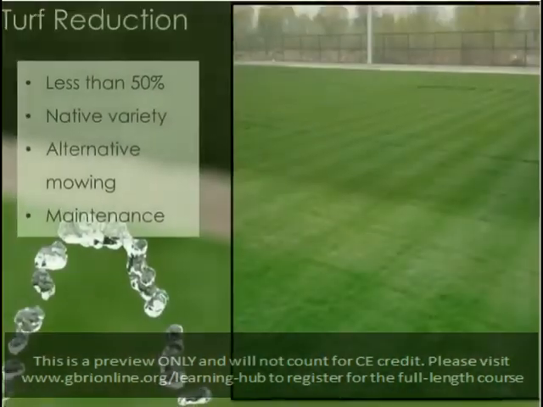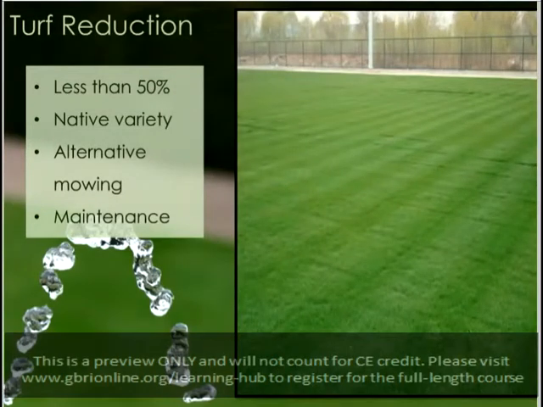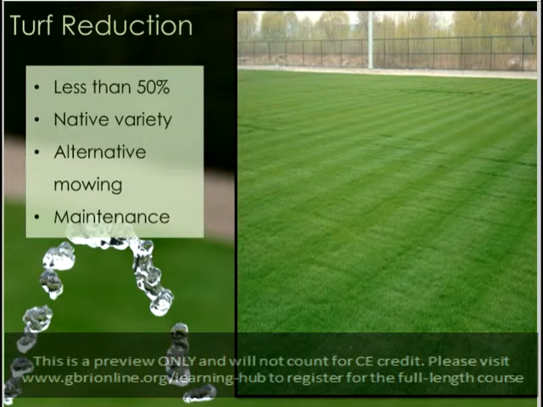Turf grass requires a lot more water to survive than many native plants and species. Minimizing the amount of site covered by turf is a strategy many projects use to reduce potable water consumption for landscape irrigation. If minimizing turf is not an option, techniques such as alternative mowing and mulching help reduce water consumption.